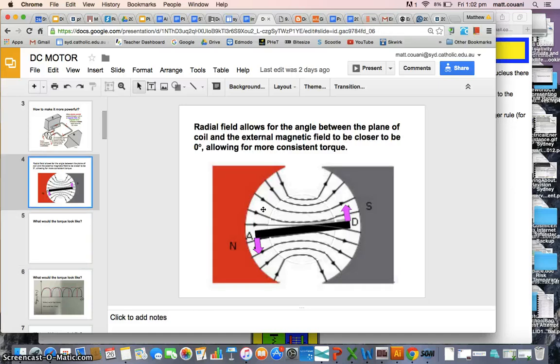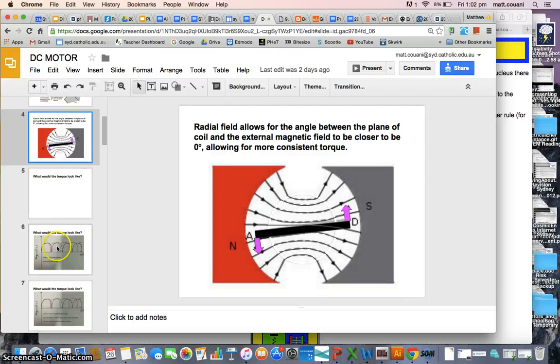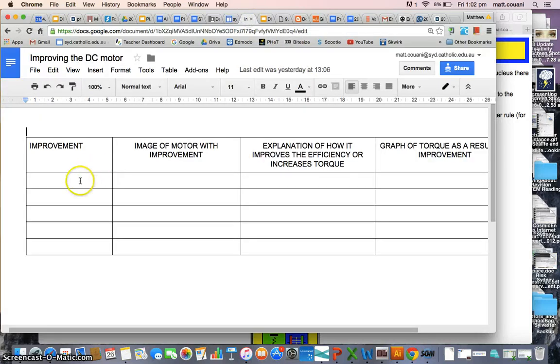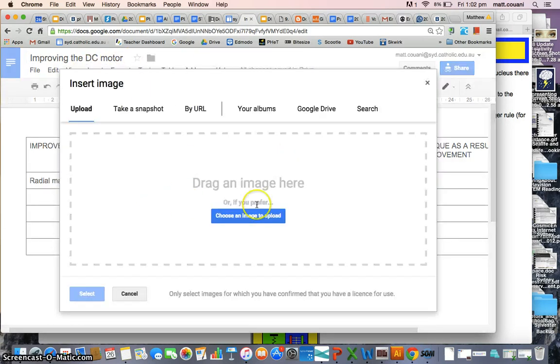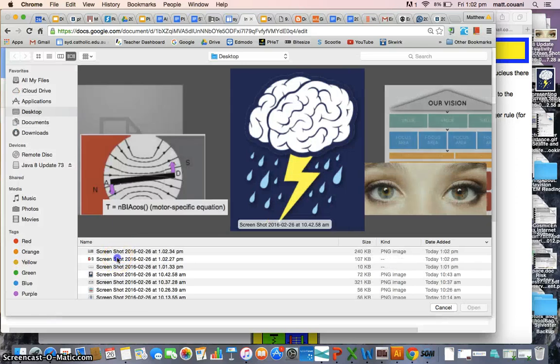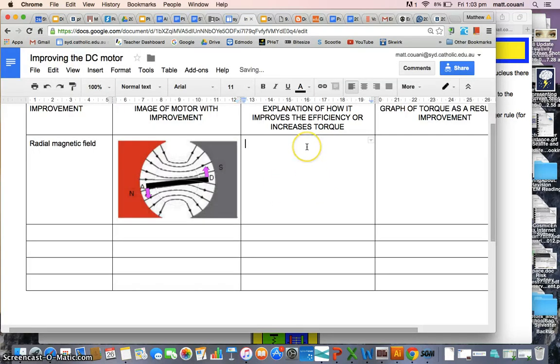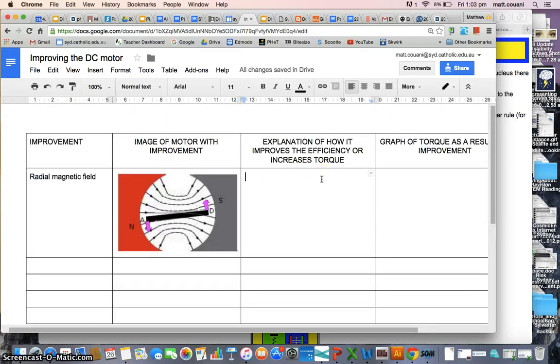So what I'd like you to do to complete this worksheet is take a screenshot of this picture, okay? Take also a screenshot of the graph and use those screenshots to complete the worksheet. So for radial magnetic field, you insert the image of the screenshot, and then write the explanation of how it improves the efficiency or increases torque. So you'd write that in here, okay?